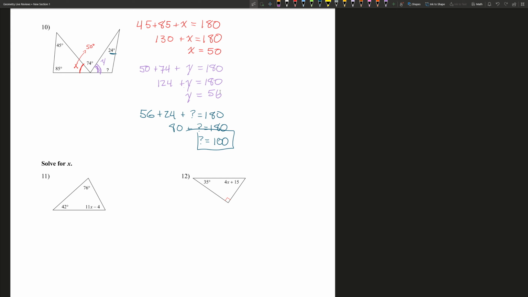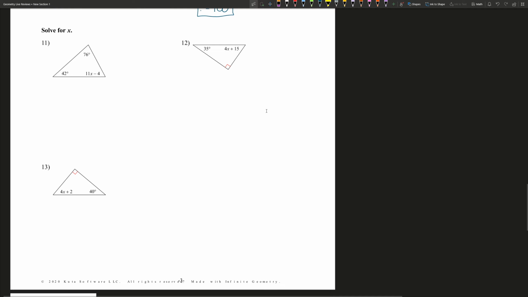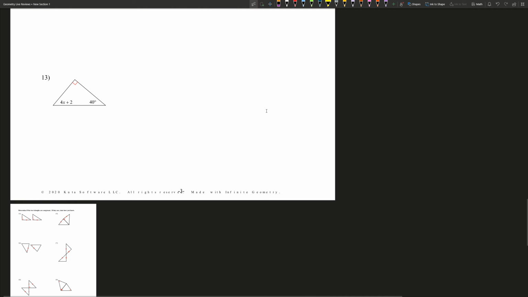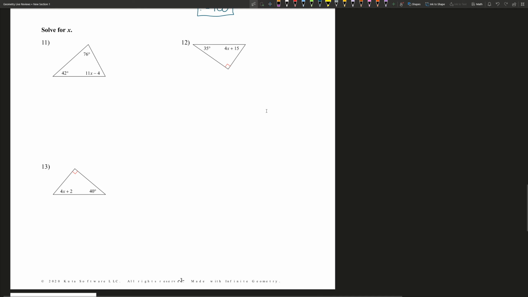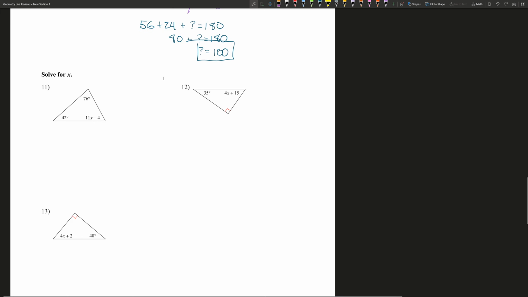Okay, now on numbers 11 onward, well, I guess 11, 12, and 13, we're using that same concept, but we're throwing in a variable and maybe a couple of right angles, right? So the same thing is still true. All three interior angles add up to 180, and we're just using that to solve for x.